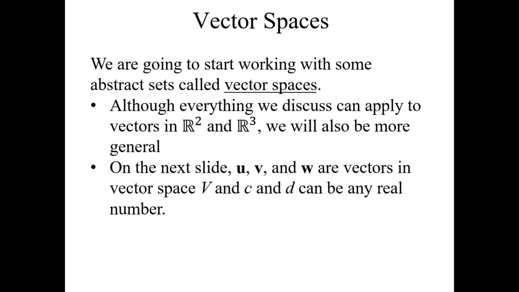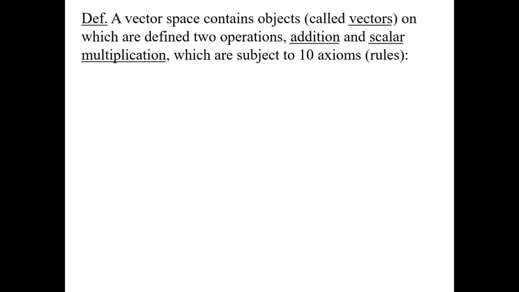Okay, so a vector space contains objects, which we call vectors. And on these vectors, we're going to define two operations. We're going to define what it means to add two vectors, and we're going to define scalar multiplication. And a vector space is subject to these 10 axioms or rules.